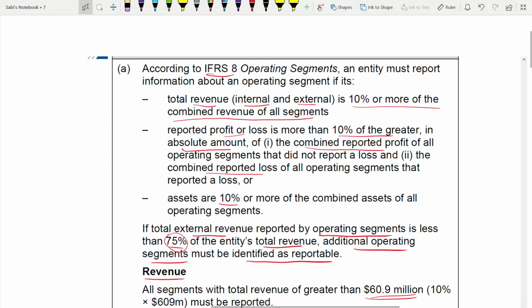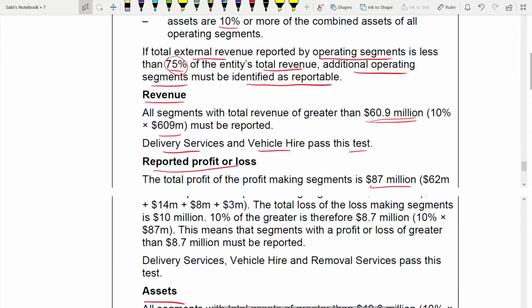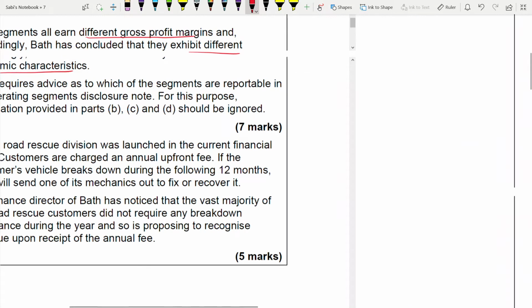Right? Your loss is just 10 million. Which one is greater, 10 million or 87 million? Definitely 87 million. So take the 10% of 87 million, which is 8.7 million. It could be profit, it could be loss. Anything, if it's greater than 8.7, it has to be reported. It could be loss also, not only the profit.